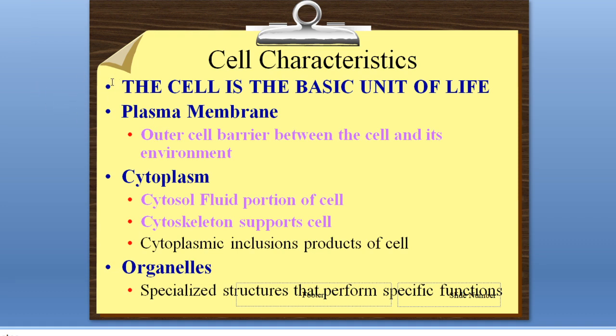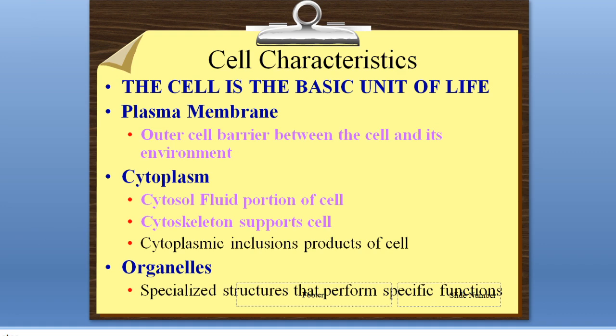Our plasma membrane is going to be a divider. We're going to talk about it first. Then we have the cytoplasm that's made up of a fluid and protein that supports the cell called the cytoskeleton. And then a bulk of this chapter is just going to be a review on the organelles. So we're going to go through the organelles that perform certain functions that most cells have.